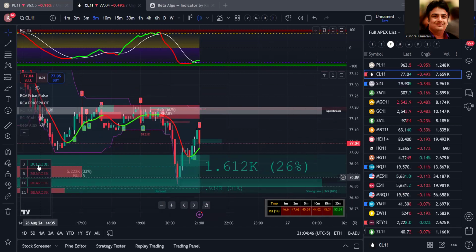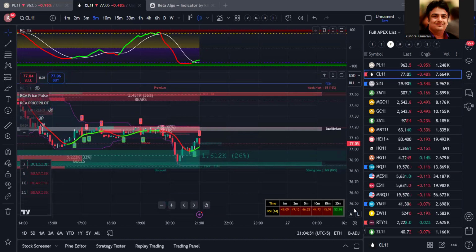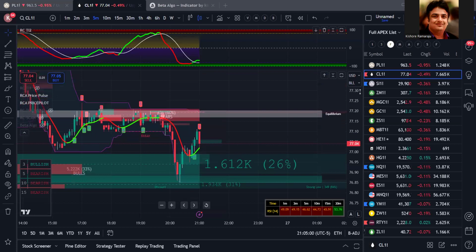All these are red, but a little risky trade. So we can wait for some more time. If it goes here, that is the best time to enter short. There are nearly 2.4 thousand sell orders.